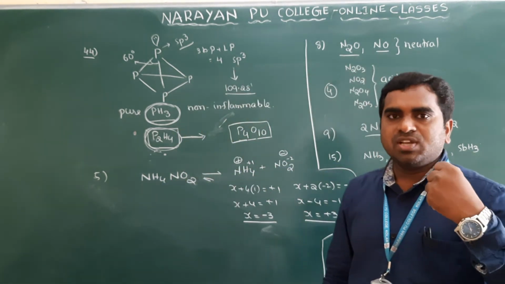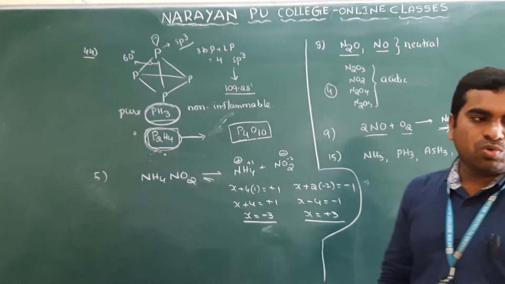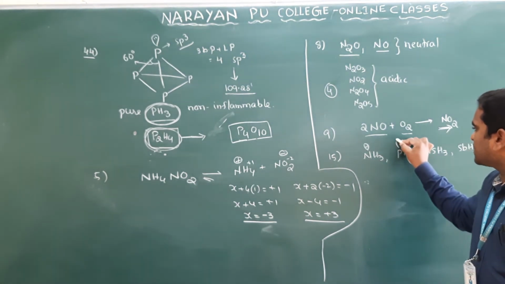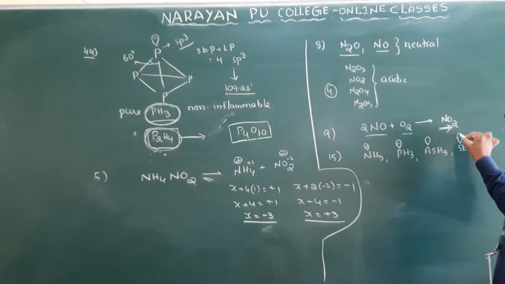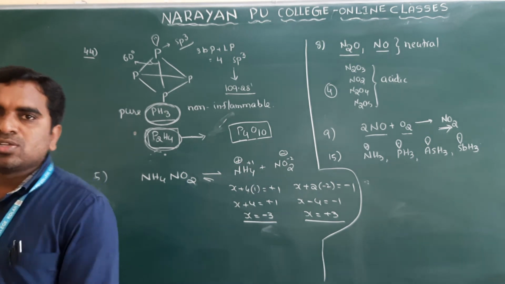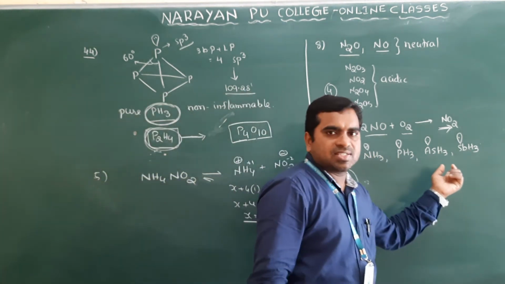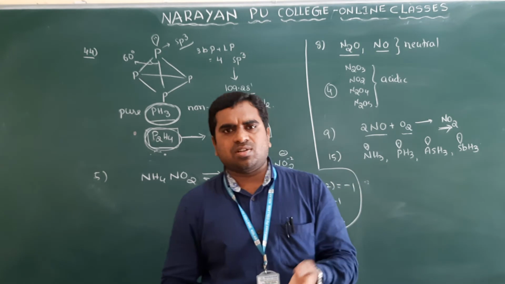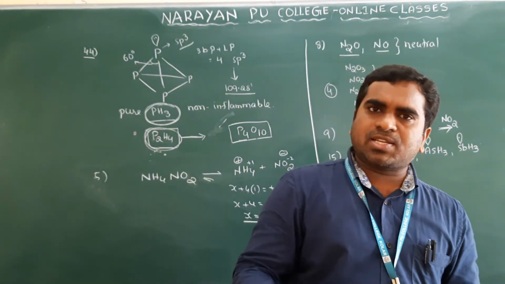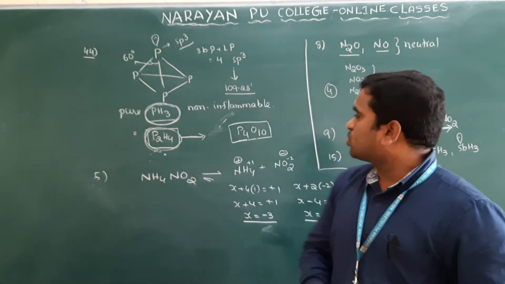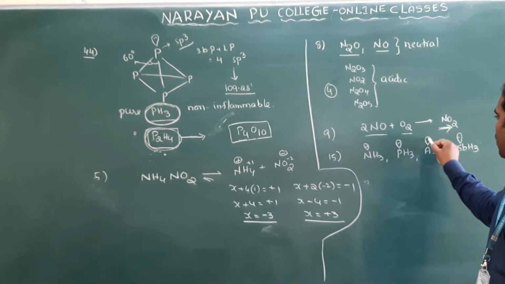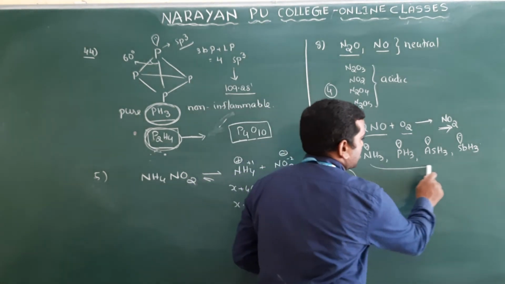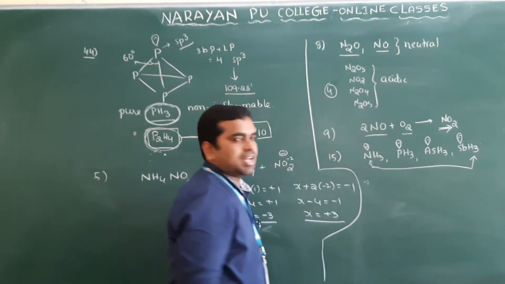According to Arrhenius, substances which give OH- ions in water are considered bases. But here there are no OH groups, so we have to take the Lewis acid and base concept. Clear? According to Lewis, an electron pair acceptor is an acid and a lone pair donor is a base. All of them have one lone pair, so all can act as bases. But they are asking which one is the strongest base among these.